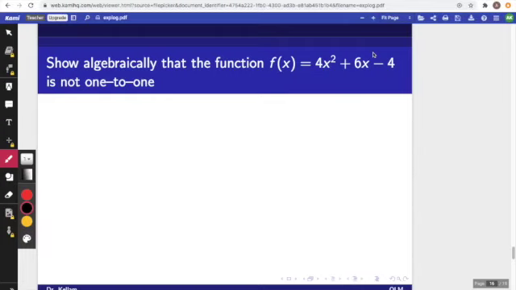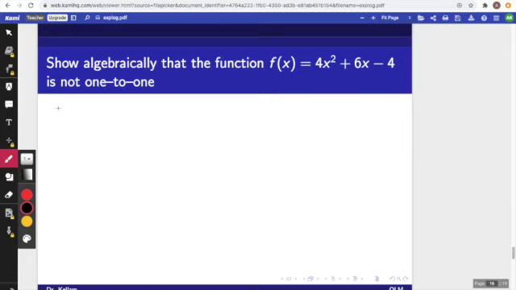Hello everybody. In this video we are going to be showing algebraically that this function is not one-to-one. We know it's not one-to-one because this is a parabola and we can graph it. But let's look at two ways of showing this algebraically.